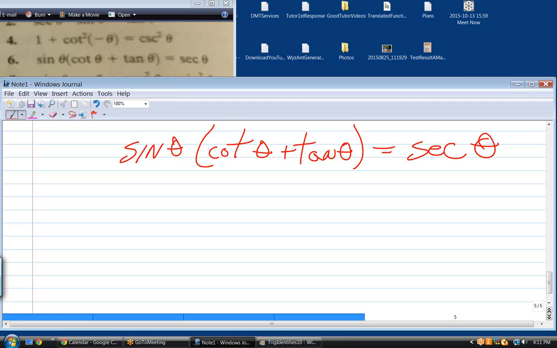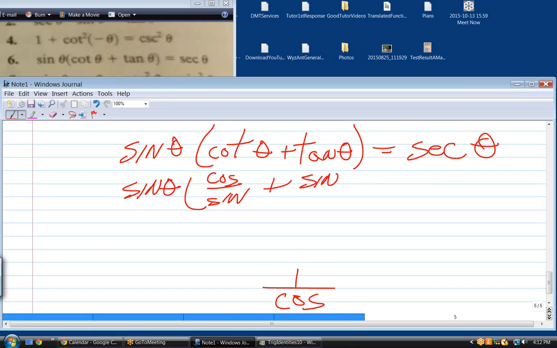So what do I want as my last step here? You want 1 over cosine. Probably. Okay, so let's proceed. What's this become? Cosine over sine. And this? Sine over cosine. See, that's exactly what happens, is by the time you're done with this, you're going to be really good at these.